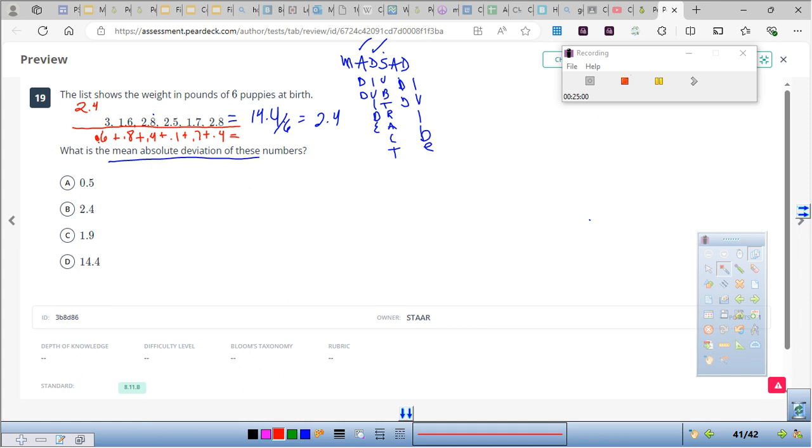0.6 plus 0.8, 0.4 plus 0.1 plus 0.7 plus 0.4. And it gives me 3. So now we get 3 and divide that by 6, which gives me 0.5.